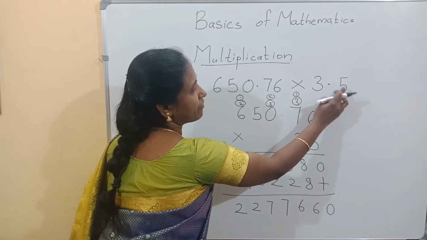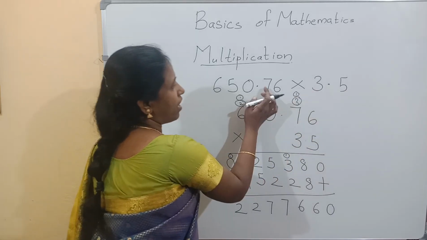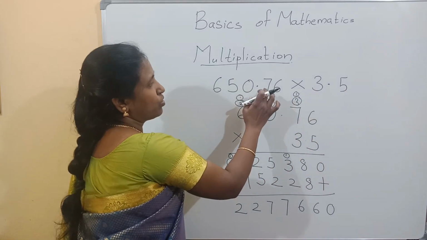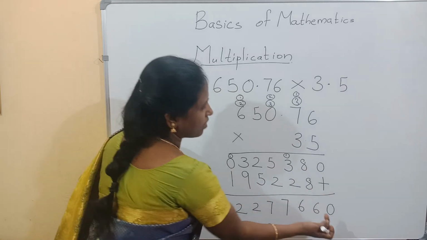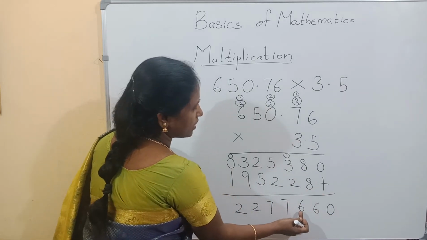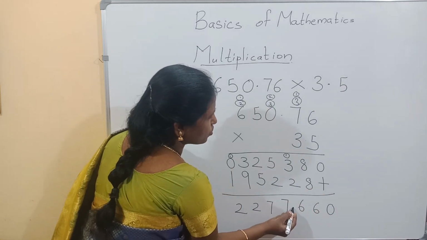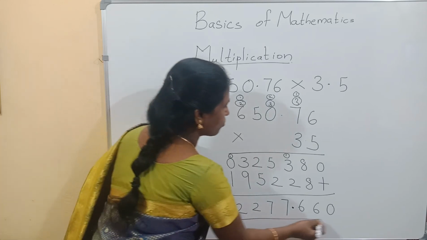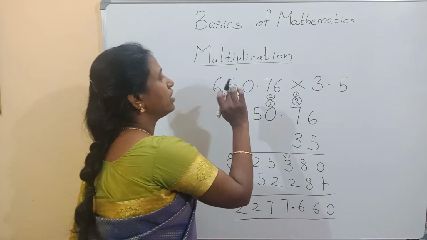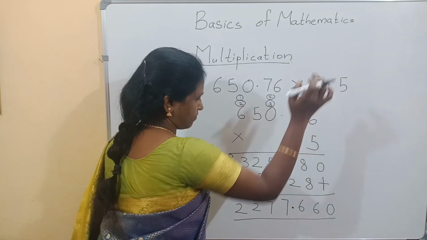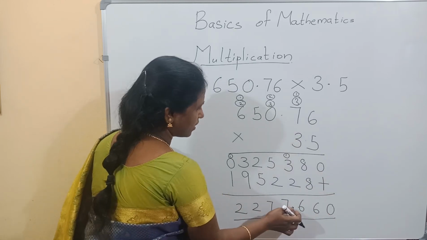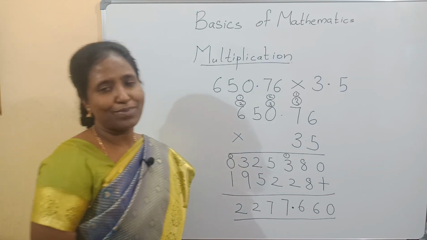Now you have to add how many places? Right here, after point how many? 1. After point how many? 2. 2 plus 1, 3. 1, 2, 3. Here you should put the point. You count how many place values here. So 1, 2, 3, and here you put the decimal point.